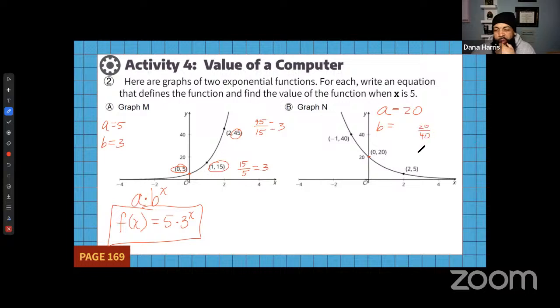We can do 5 over 20. I'm sorry, not 5 over 20. That's not correct, because the reason why we can't do 5 over 20 is because we're missing the value when x equals 1. Okay, so this is -1 to 0. So I could do 20 over 40, and that's 1/2, right? We don't know what the y value is when x equals 1.